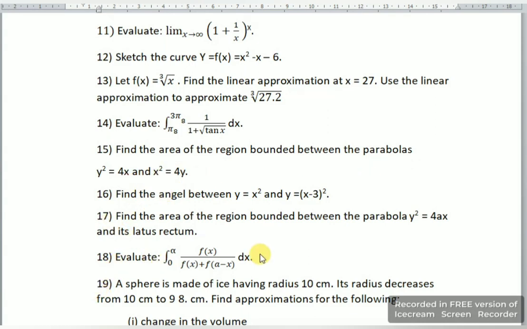Next one, find the angle between y is equal to x squared and y is equal to (x minus 3) the whole squared. Next one, find the area of the region bounded between the parabola y squared is equal to 4ax and its latus rectum. Next one, evaluate the integral from 0 to a of f of x divided by (f of x plus f of a minus x) dx.